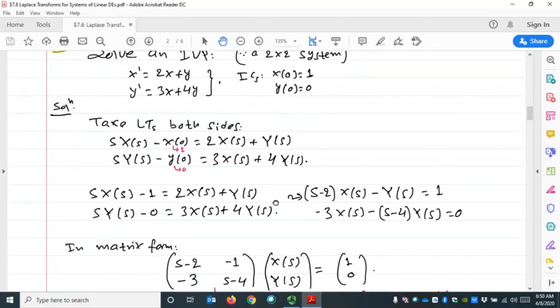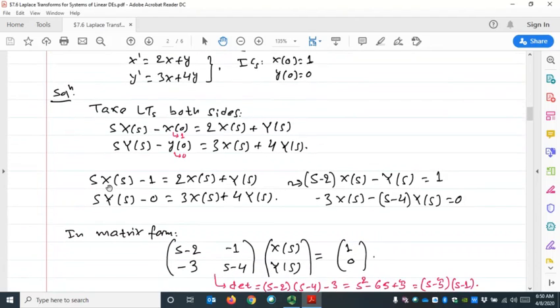And now let's rearrange the terms here. So bring all the capital X and capital Y to one side and the constants to the other side. So this is the rearrangement here. So (s minus 2) capital X minus capital Y equals, take this 1 to the right side, 1. Similarly, this is negative 3 capital X minus, this is the (s minus 4) here.